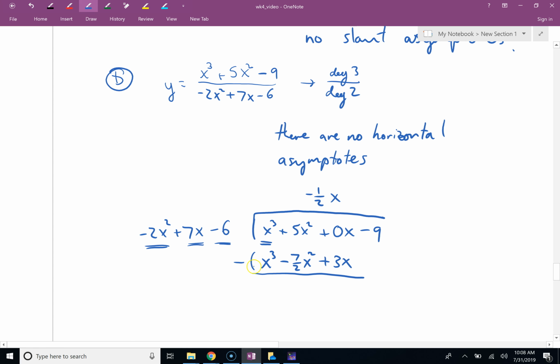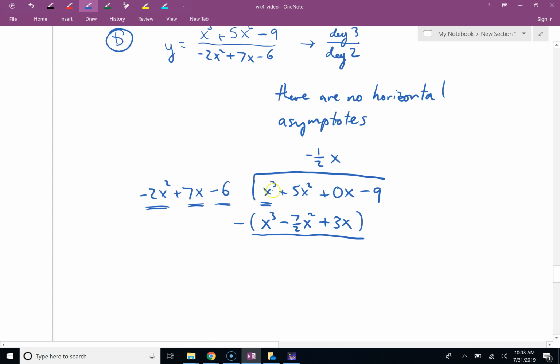So now we need to subtract all this away. And if you're doing things correctly, this leading term should cancel out. So x cubed minus x cubed becomes 0. So that's great. Here we have 5x squared minus a negative. So this is really plus 7/2 x squared.